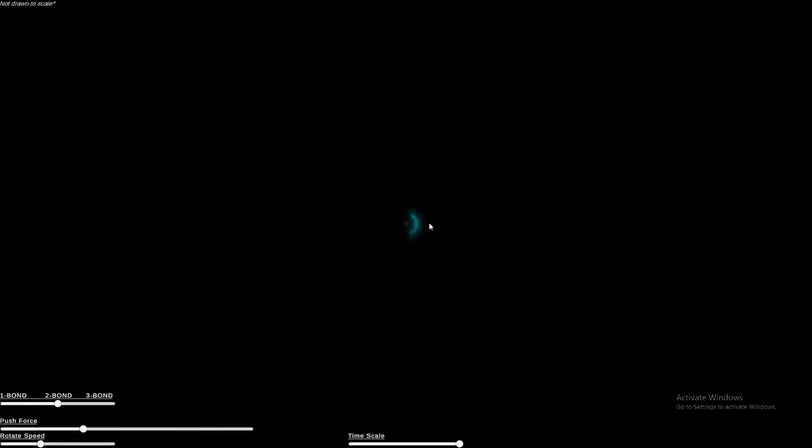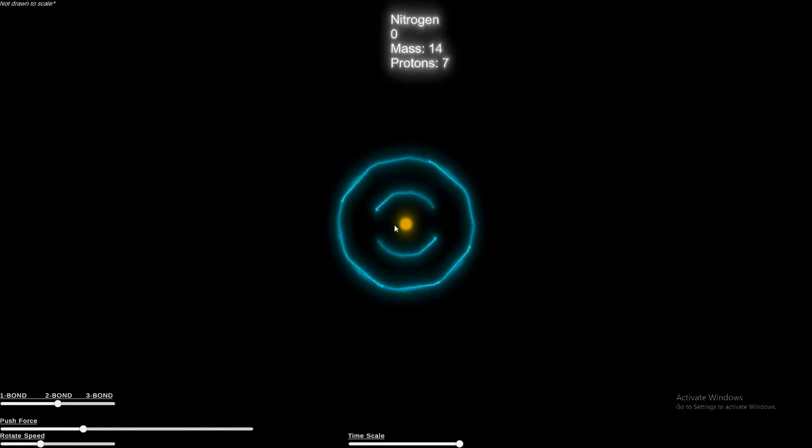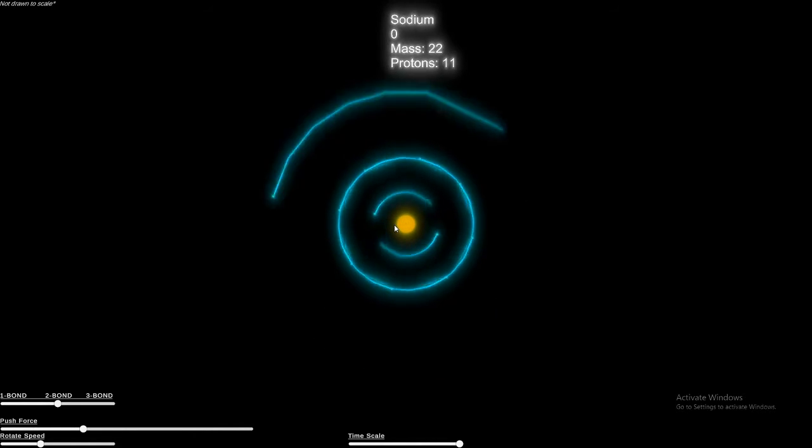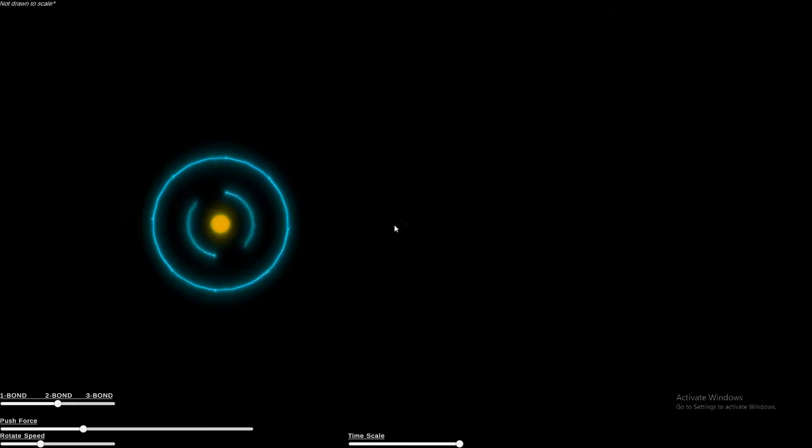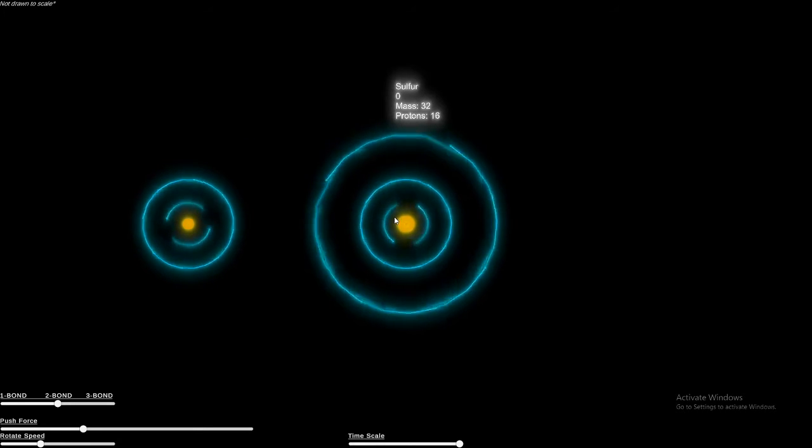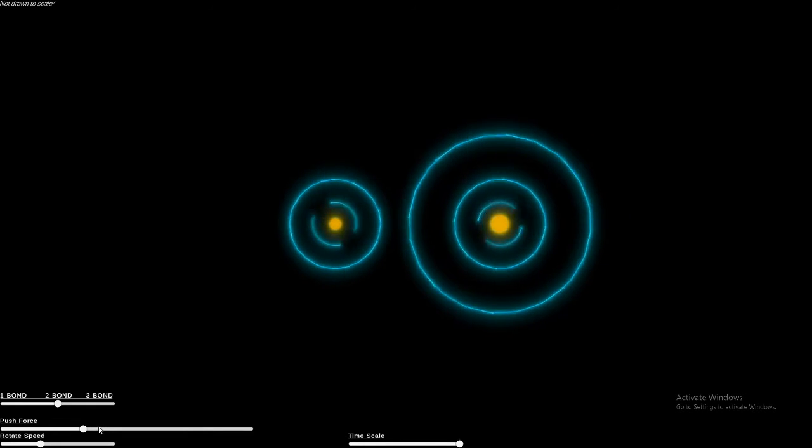You can also create ions by adding or removing electrons if you hold Control and left or right click. Here, if I create sodium, I can make it an ion by getting rid of that electron. Next, I can make chlorine and add an electron to create table salt.